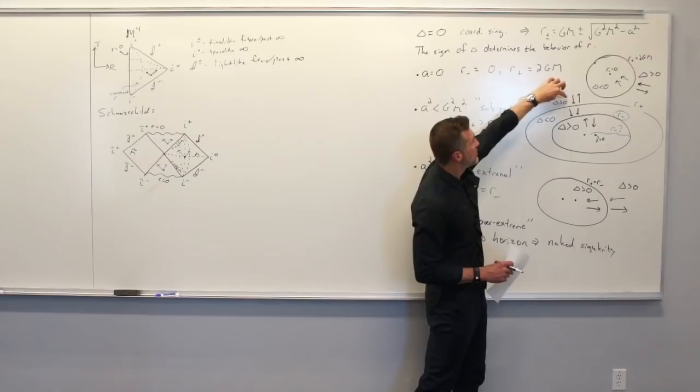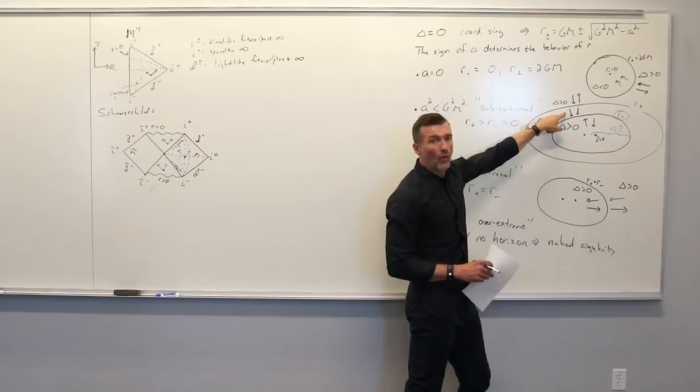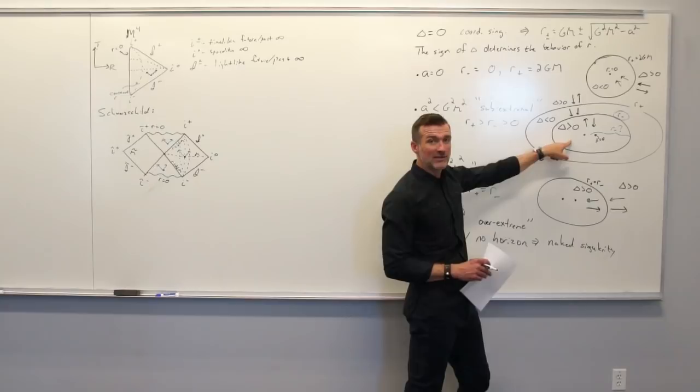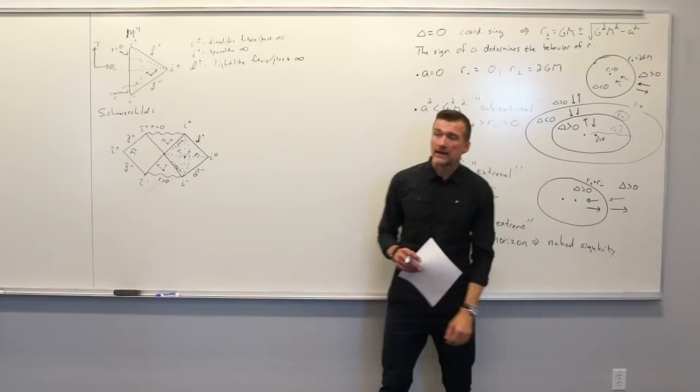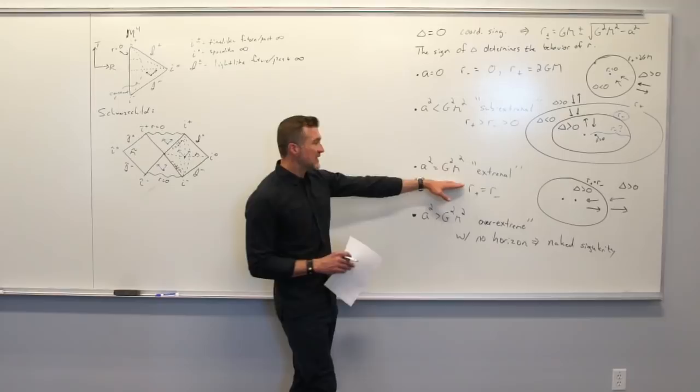Once you're inside of this intermediate area, you can only move in one direction. But then once you get inside of the inner horizon, you can actually move towards or away from the singularity if you like. Okay? We're going to see all of this reflected on the diagrams I'm about to draw, plus some cool stuff.